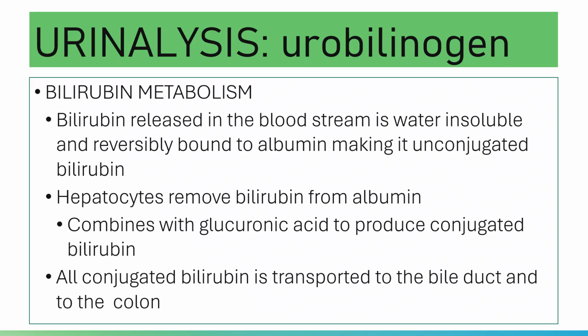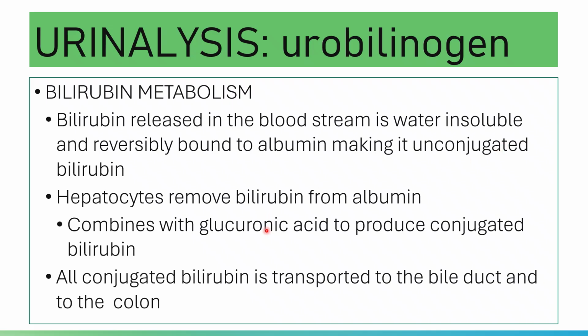The bilirubin that is released in the bloodstream is water insoluble and is reversibly bound to albumin, making it unconjugated bilirubin. Please note it has a protein in it. Unconjugated bilirubin is unable to pass through the glomerulus, that is why it cannot be seen in the urine. Since it is unable to pass through, it remains in the circulation and goes to the liver. Once unconjugated bilirubin reaches the liver, the hepatocytes will remove the bilirubin from the albumin.